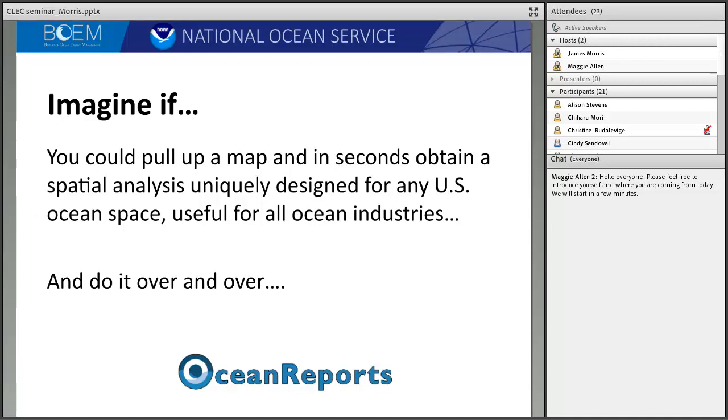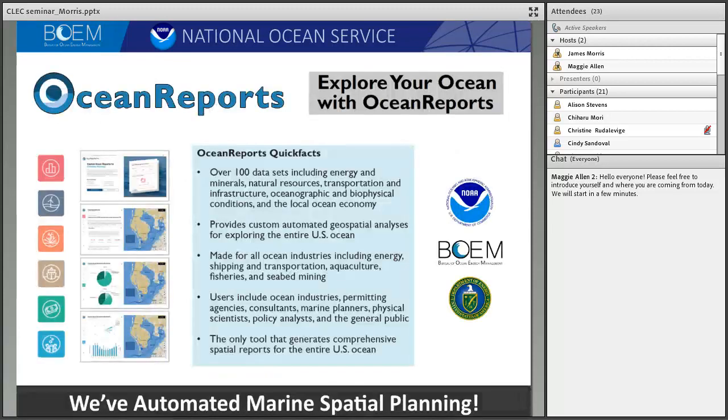So I like to start out by saying, imagine if you could pull up a map and in seconds obtain a spatial analysis that's uniquely designed for any U.S. ocean space. That analysis is useful for all ocean industries, and you can do that over and over and over at no cost. This is essentially what we've built for marine spatial planning. We have essentially automated marine spatial planning. So we'd like to introduce to you OceanReports.